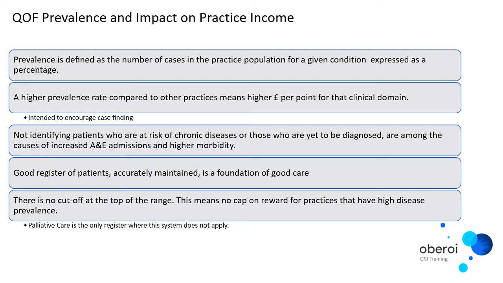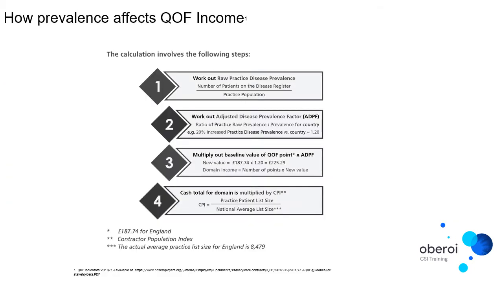Each clinical domain will have a different prevalence rate, so they're all calculated separately. Palliative care is the only register where that doesn't apply. There are some calculations involved in working out how the prevalence for an individual practice affects their QOF income.